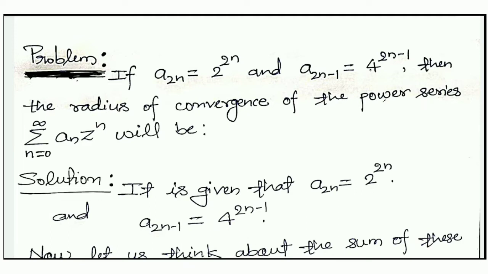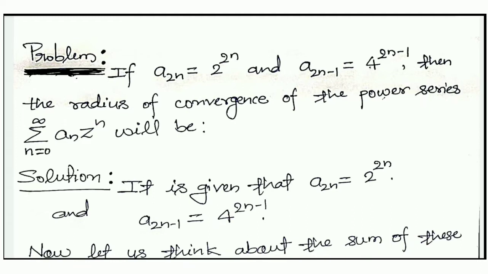The problem is: if a_2n is equal to 2 to the power 2n and a_2n minus 1 is equal to 4 to the power 2n minus 1, then what is the radius of convergence of the power series summation n equals 0 to infinity a_n z to the power n? So here the question says that you are given a_2n equals 2 to the power 2n and a_2n minus 1 equals 4 to the power 2n minus 1. Then you will have to find the radius of convergence of the power series a_n z to the power n. So let's move towards the solution of this particular question.